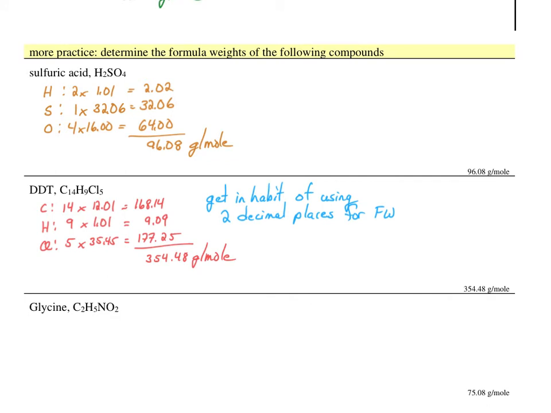And you want to get into the habit of using 2 decimal places when you calculate formula weight, as most often that's going to give you enough sig figs for your answer.